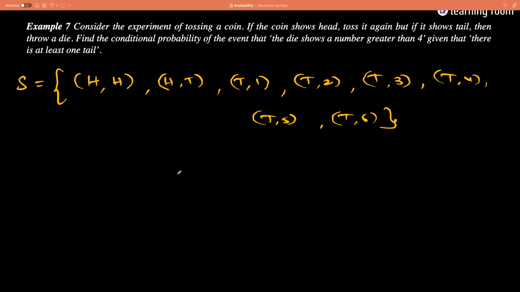Then what are they asking? The coin is tossed, shows tail, then throw a die. Find the conditional probability of the event that the die shows a number greater than 4, given that there is at least one tail. So which one is E and which one is F? F is the tail one, sir. So E is the die shows a number greater than 4.